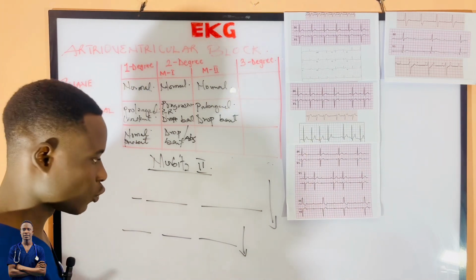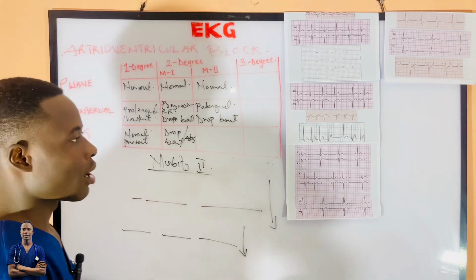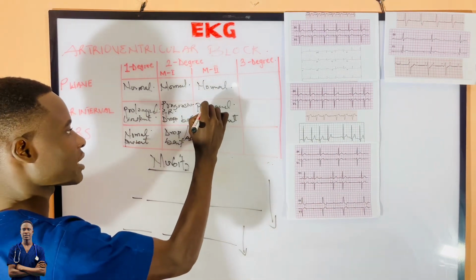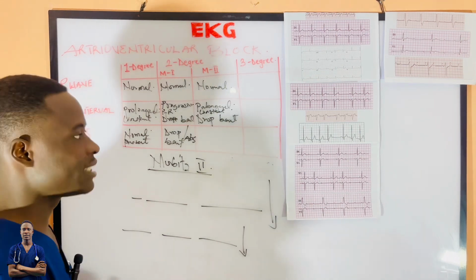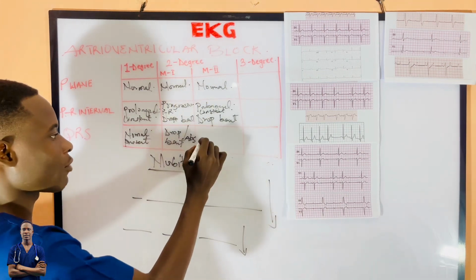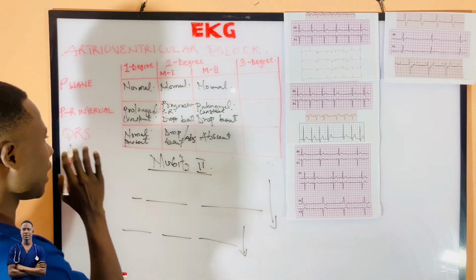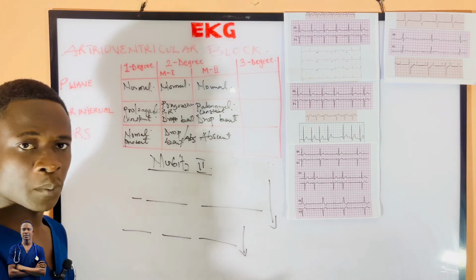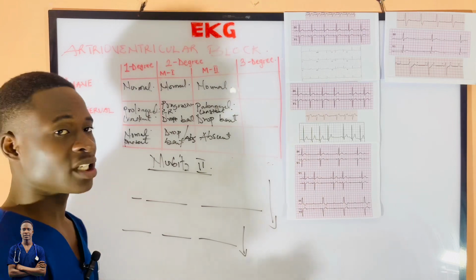But for the Morbius 2, there's a prolonged PR interval, but constant. PR interval constant, until there's a drop in beat. Until you cannot find a QRS complex in certain P waves. Now, let's come to the third degree.